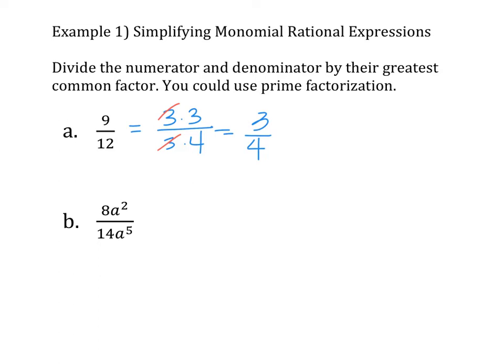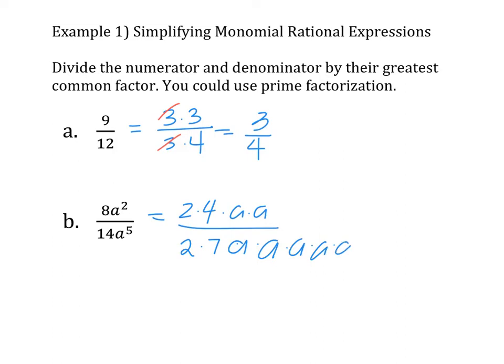For this one at the bottom, a way to do it using prime factorization would be to find the prime factorization of each. 8 I know is just 2 times 4, and then I have 2 a's divided by 14a to the 5th. I know that's 2 times 7. I have 5 of the a's. So this is very similar to what we did in the first topic, but we're just going to be adding on to this. So the 2 is canceled, and then 2 a's are canceled. And I'm left with 4 over 7a to the 3rd power.